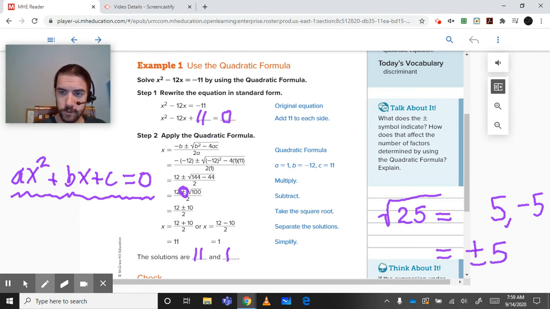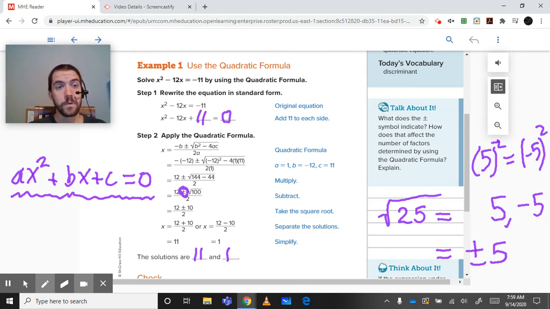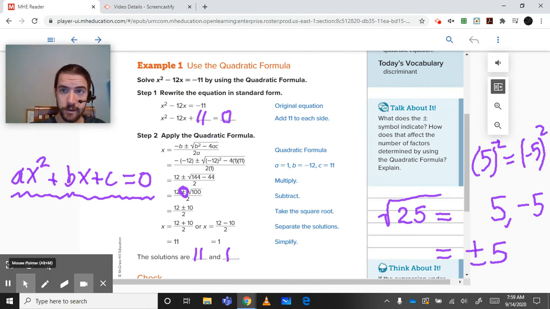Let me say that one last time. If I square 5, I get the same thing as if I square negative 5. Therefore, both of those numbers are the square root of 25. Anytime we take a square root, we're going to get two solutions: a positive solution and a negative solution.